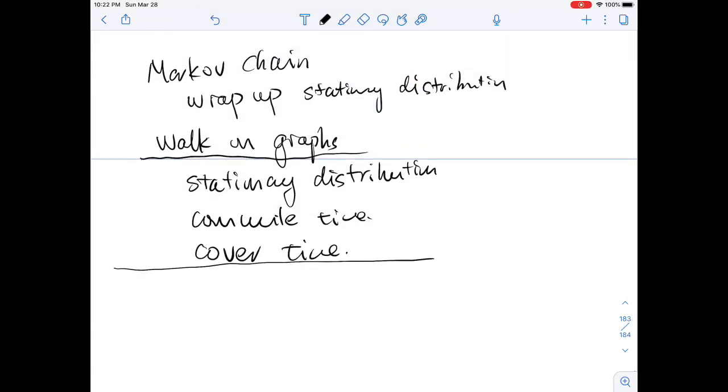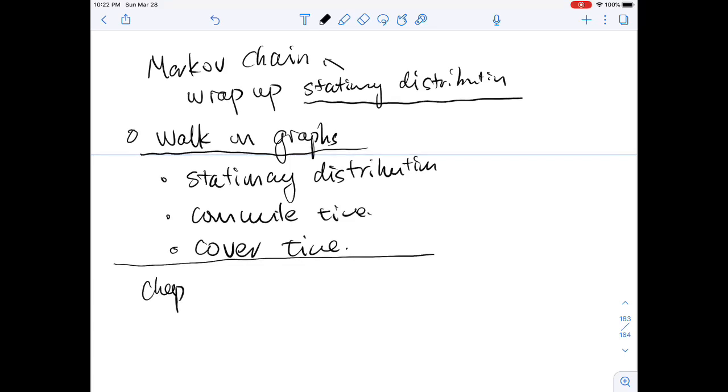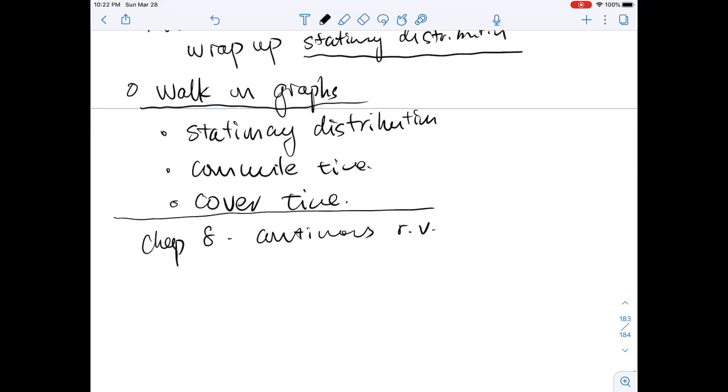All right, let's resume today's discussion. We are going to wrap up the stationary distribution in Markov chain, and after that, we are going to talk about random walks on graph, specifically undirected graphs. We are going to start with the stationary distribution, then move to the commute time, and finally talk about the cover time. And if we have time, we are going to move to chapter 8, continuous random variables. So let's get started.